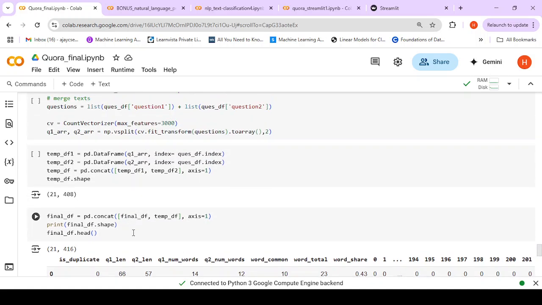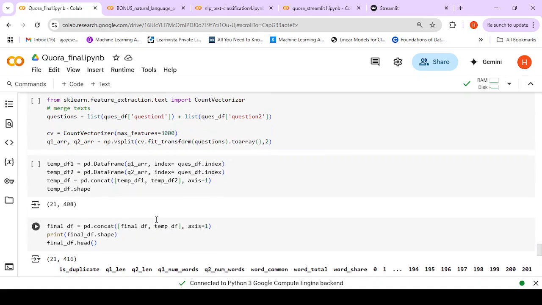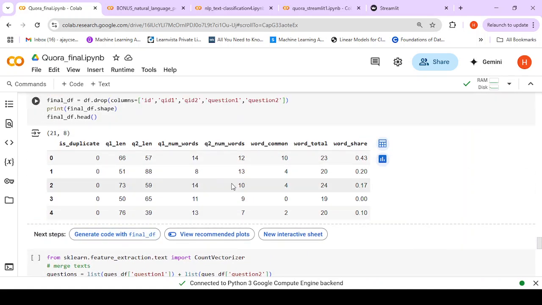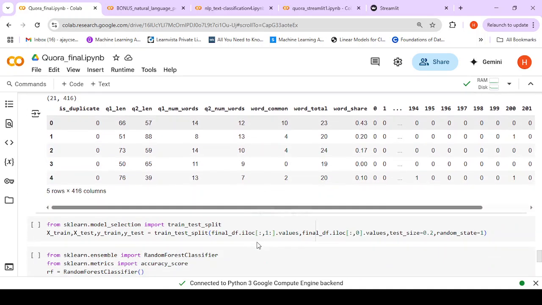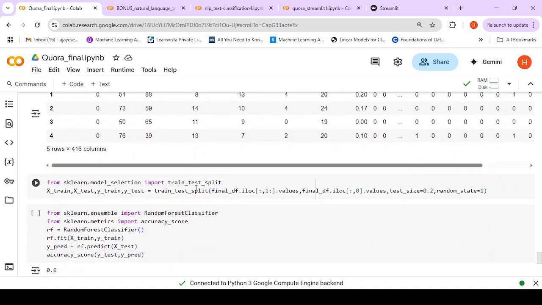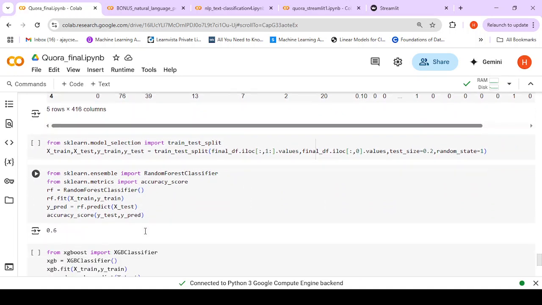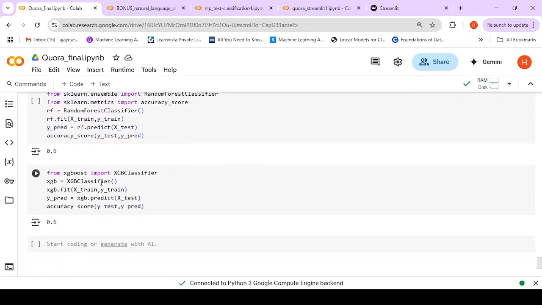So once I combine, the final data frame is only these additional features and the temporary data frame, which I get by combining question 1 and question 2. I will get 416 features. Applying the train test split, applying the random forest classifier on this gives me accuracy. And then XGBoost can also be applied onto this.